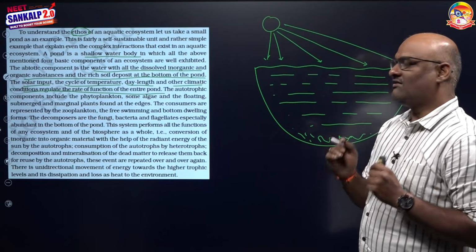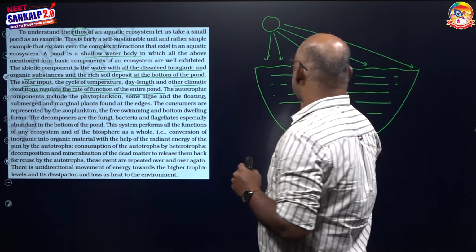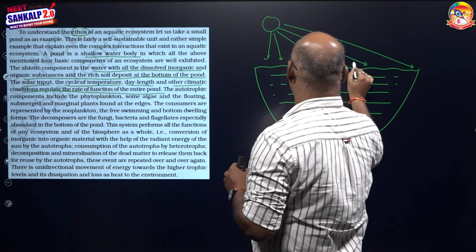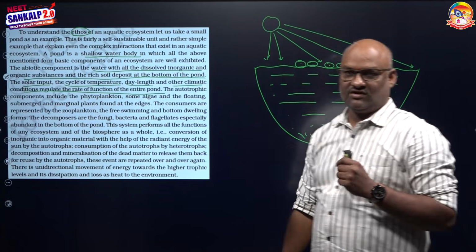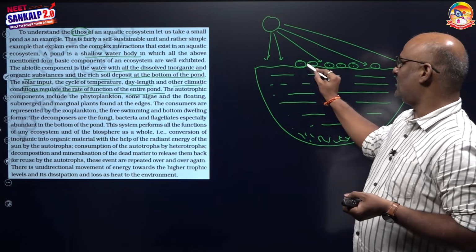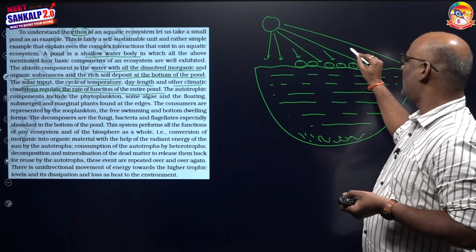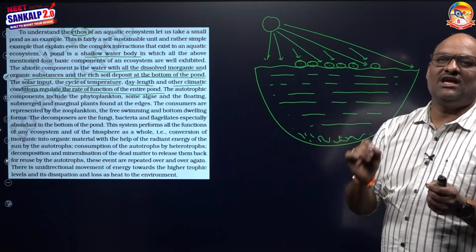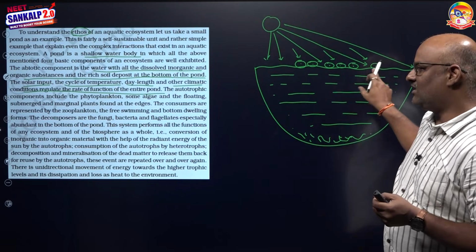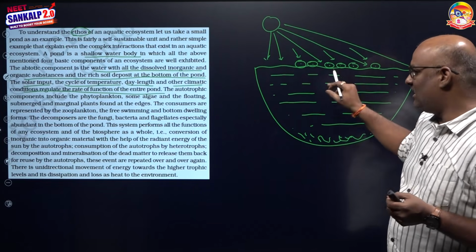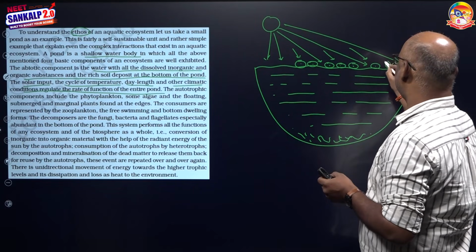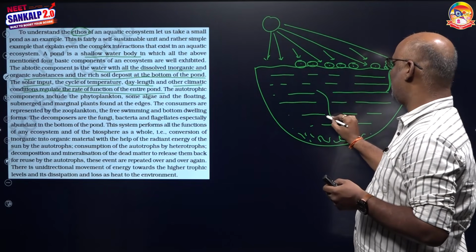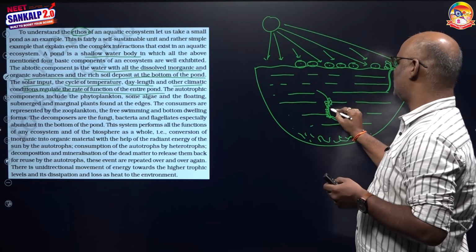Now, let us take the autotrophs which are present in the pond. Let us take some phytoplanktons or algae which are floating on the surface of the pond. What do these phytoplanktons or algae do? They receive the sunlight, and by utilizing the sunlight, they perform photosynthesis and produce their own food material. You can also see some floating plants, and some submerged plants like hydrilla.